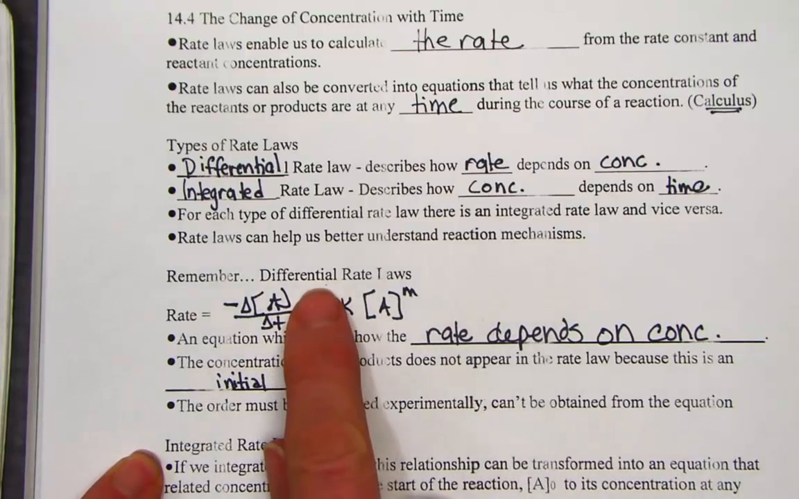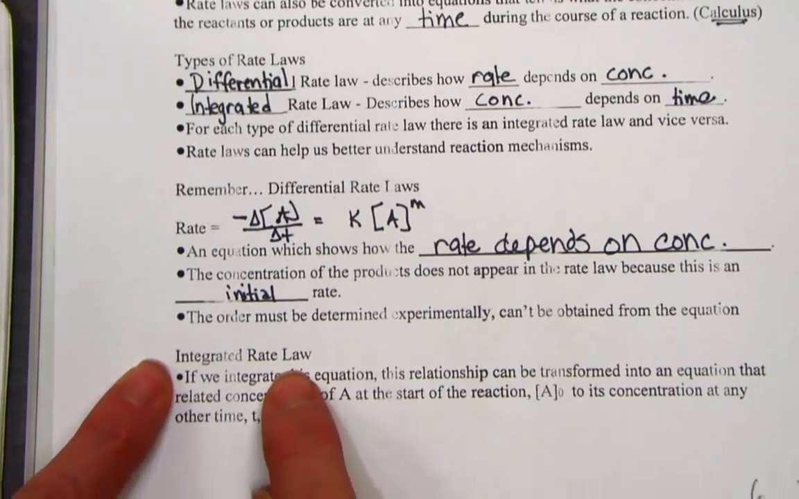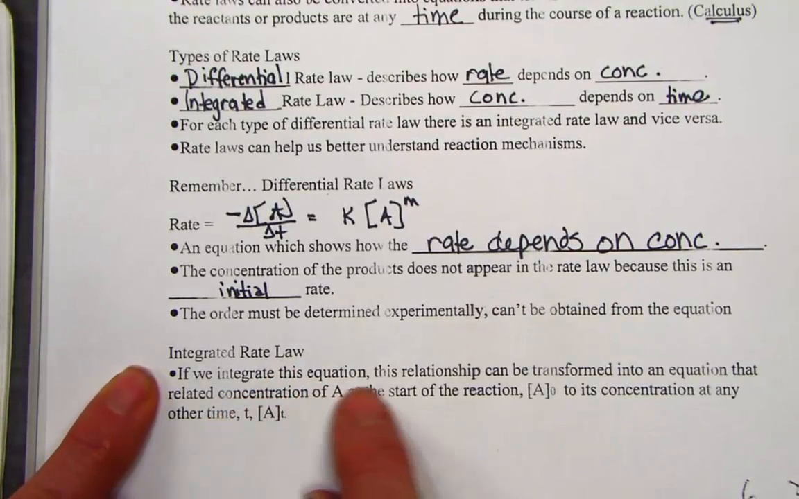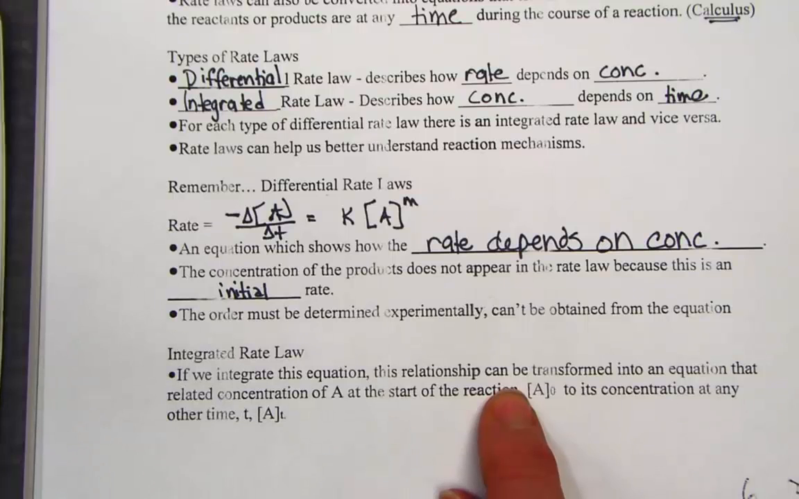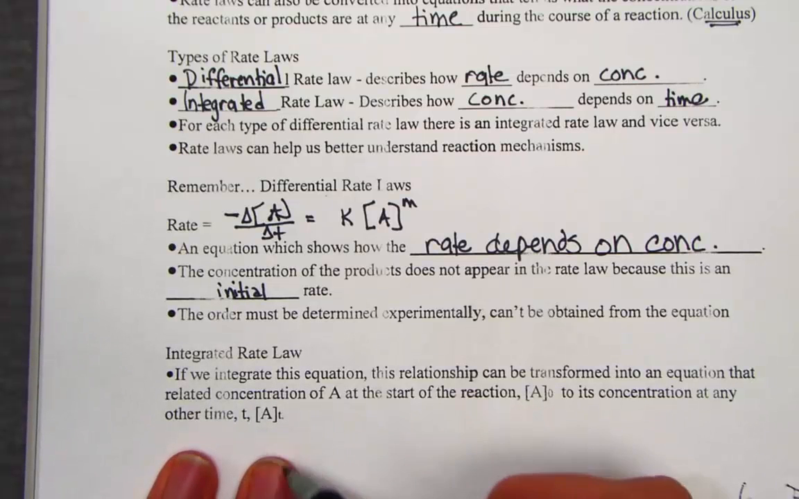Moving from what we know already and have practiced, differential, to the new lesson today, integrated rate laws. It reads, if we integrate this equation, this relationship can be transformed into an equation that relates the concentration of A at the start of the reaction, the initial concentration at time 0, to another time called t. For any other time that's gone by, we can calculate the remaining amount.